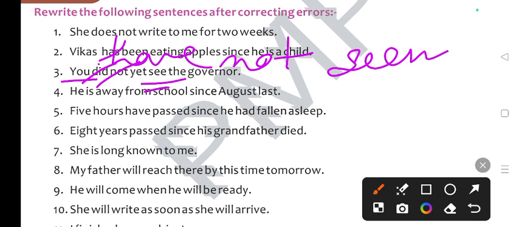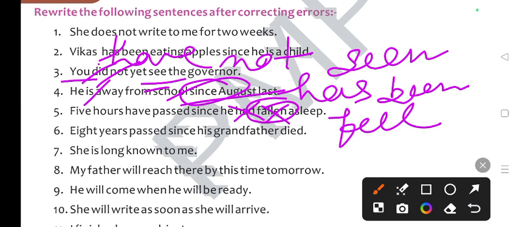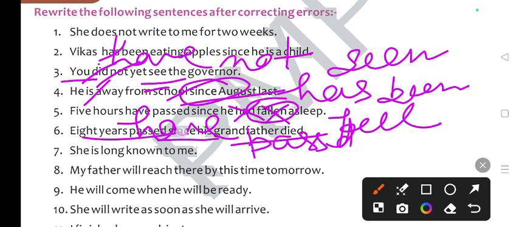Next, he has been away, because time is given, since is written here, so we will put here he has been. He has been away from school since August last. Next is 5 hours have passed since he had fallen. No, we will remove had, remove fallen too, and we will write here fell asleep. Five years have passed, because again since is given there. Every 8 years have passed.